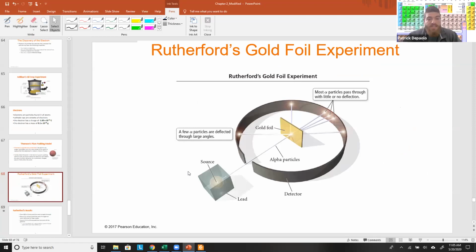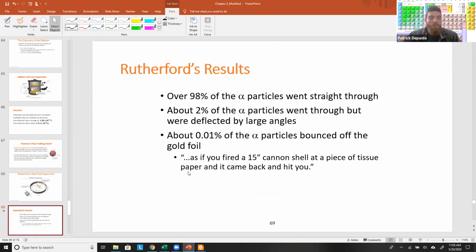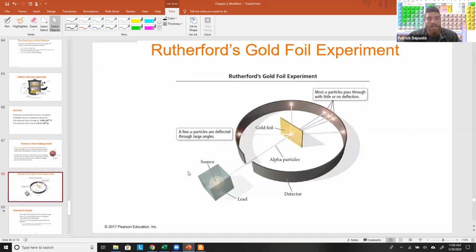And the last thing we're going to cover today is Rutherford's gold foil experiment. I know I'm going through this pretty quickly, but there's not really going to be any questions on the other ones. Rutherford's gold foil is important to understand. Up until this point, think about this.